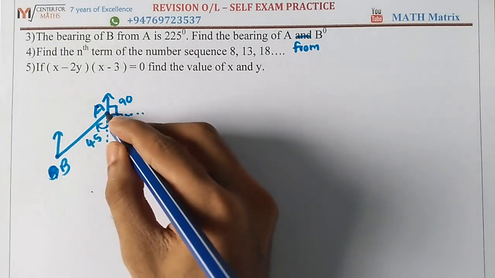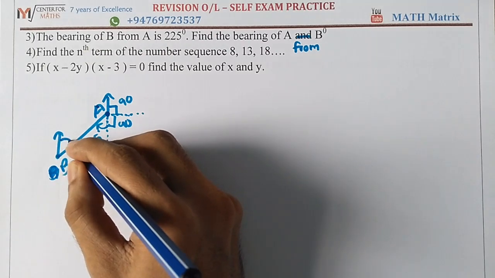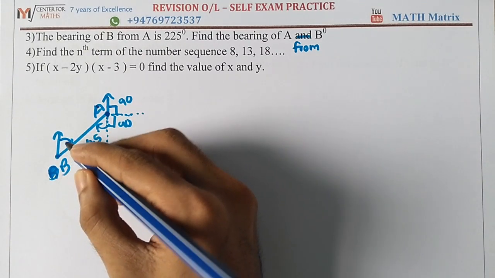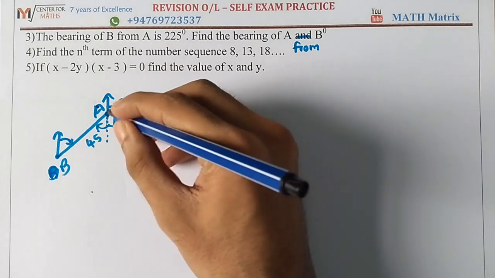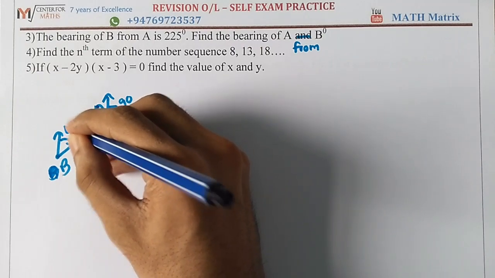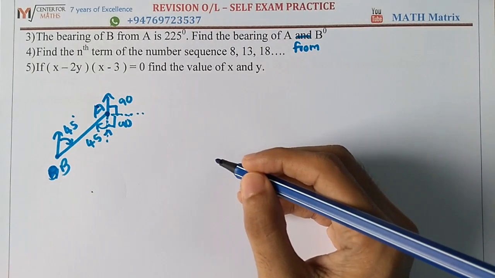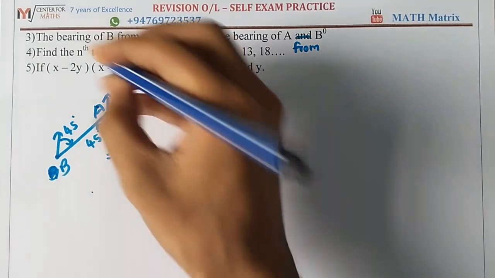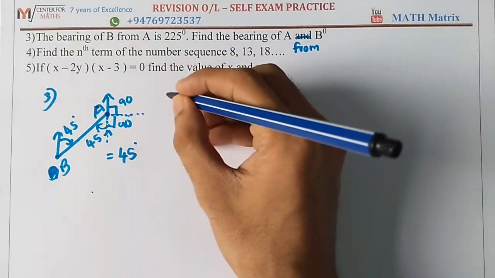Find the bearing of A from B means, yes, we have to again go in the clockwise direction. So how to find the magnitude of this? Yes, we can go like this. Can you remember the name of this? Alternate angle. So it's 45. So in the clockwise direction, the angle is 45. So the bearing is just 45. That's the answer for the third one.